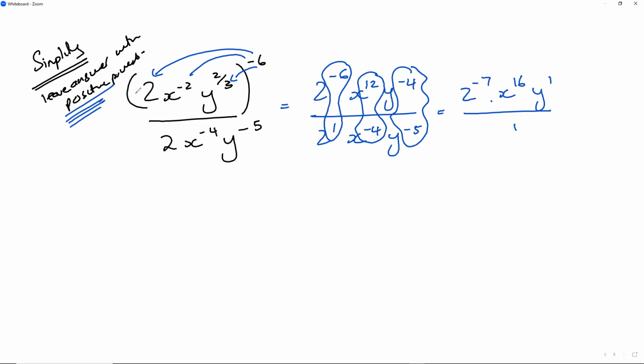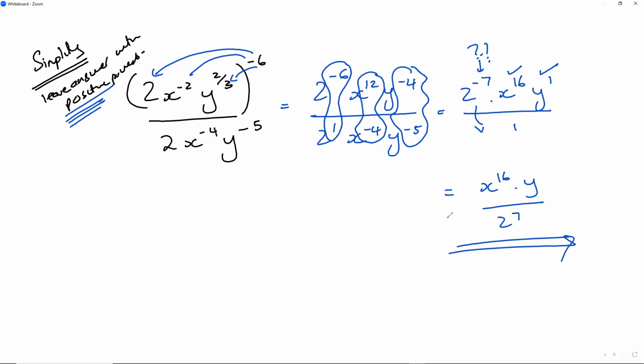We want to express it with positive powers. I've got the positive power, but it's just this one over here that I need to now move. So I'm going to move this to the bottom. I'm going to be left with x to the power of 16 times y over 2 to the power of 7. And now everything is expressed as positive powers. I can rewrite 2 to the power of 7 as a number if I wanted to, and we can just double check that as a possible other answer. It could be x to the power of 16 times y over 128. So either answer over here would be correct.